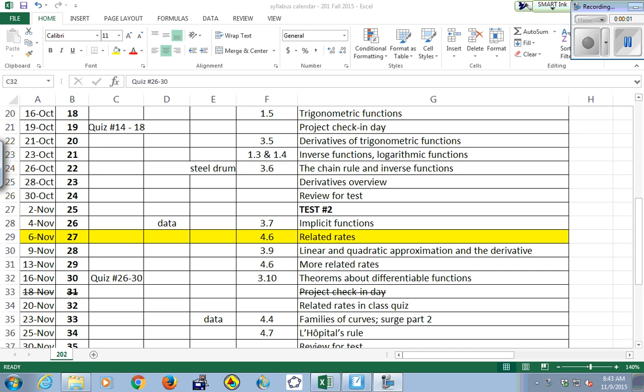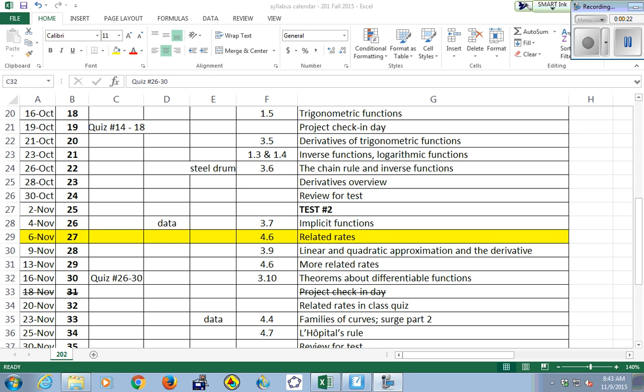Okay, so let's take a look at our calendar. To make up for missing Friday, we're just going to pick up on the lesson that we missed Friday. We're going to do related rates today. And then to make up for it, we're going to have to lose the project check-in day.